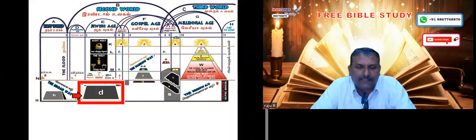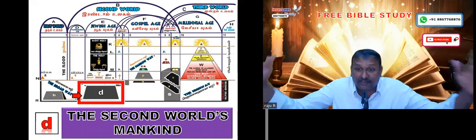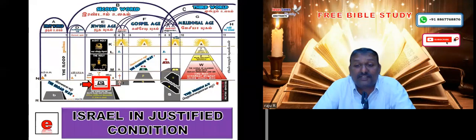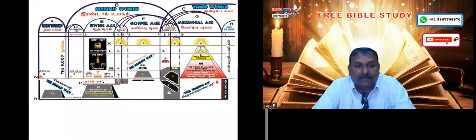Now again, in the Jewish age, we can see the fallen condition of mankind in D, the death condition. You see, in the second world, mankind is still under the imperfect death condition, but in a greater population. And next is E. What does this E represent? This represents Israel, the nation of Israel, above the typically justified condition.